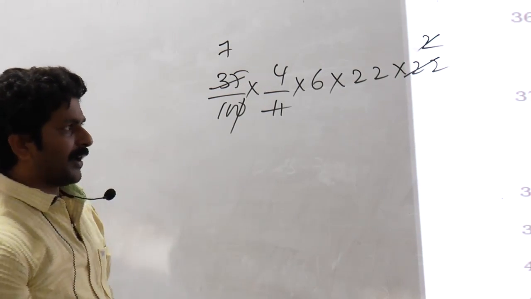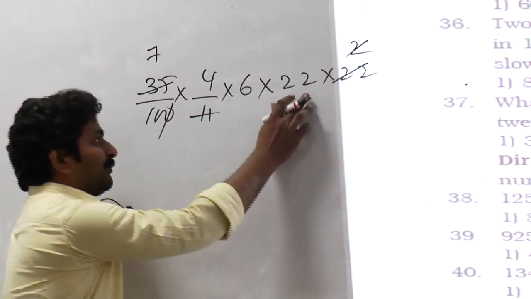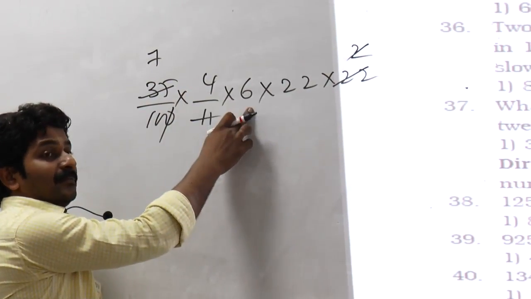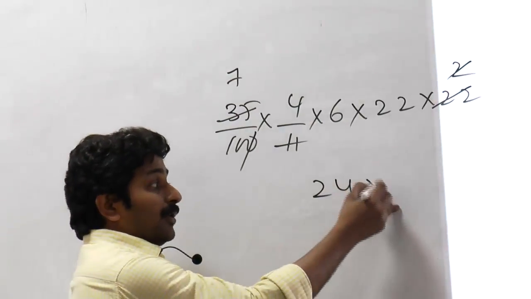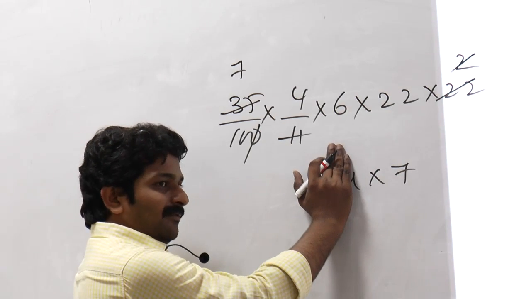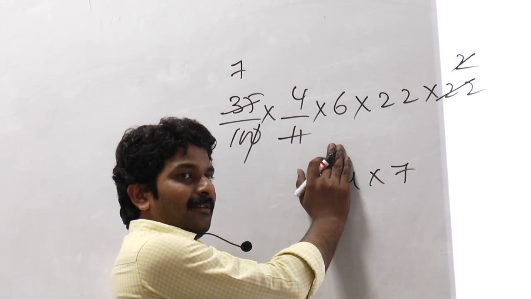I think you can go for last digit. No, none of this is there. Let's keep 22 as it is. 6 4 times, 24. 7 times 24. You can treat this number as 25. 25 7 times is 175.